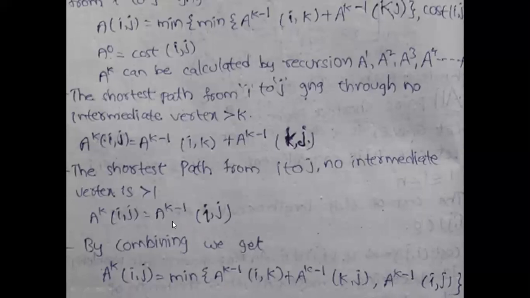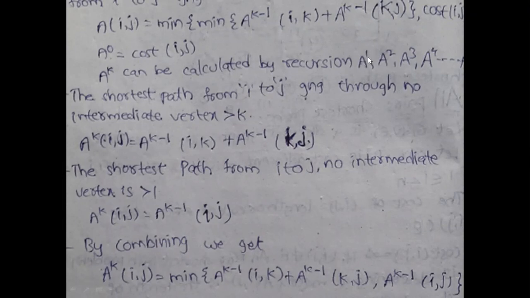By combining these two formulas, we are finding the shortest path. Whichever is minimum gives you the shortest path. You calculate the shortest path recursively: first you take intermediate vertex 1, next intermediate vertex 2, next intermediate vertex 3. So for calculation of A power 3 you use the values of A square, and for calculation of A square you use the values of A power 1.